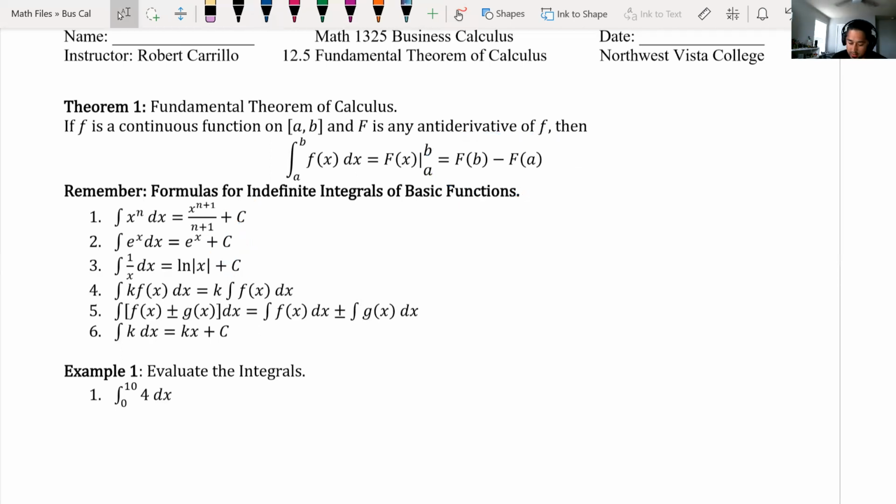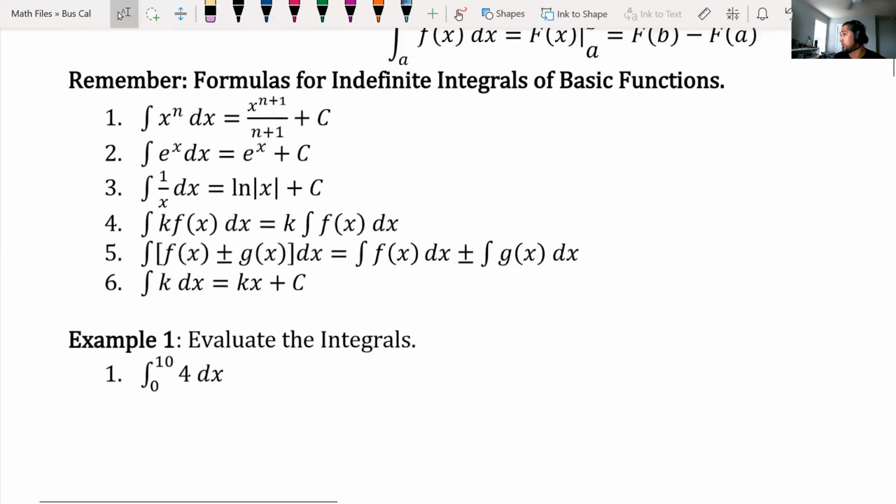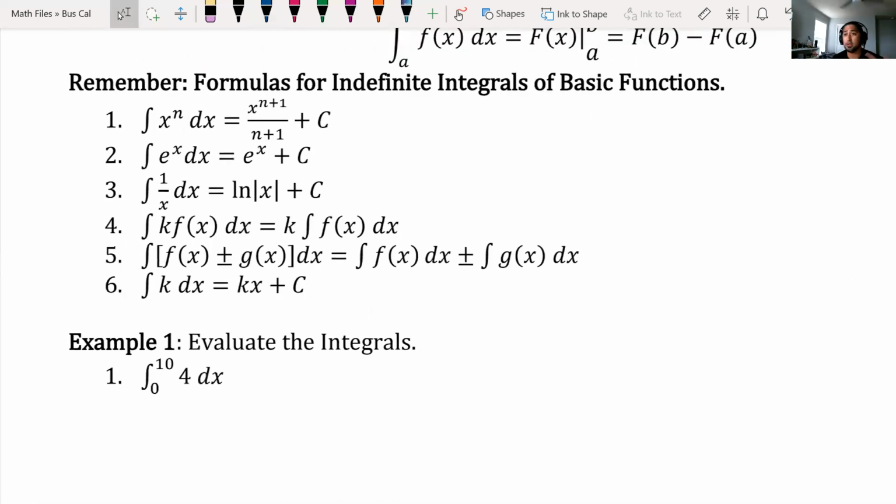And those formulas are there just to remind you of the integration formulas, the power rule, e to the x, 1 over x, constant rule, all that good stuff that we know already. So let's go ahead and try it out.